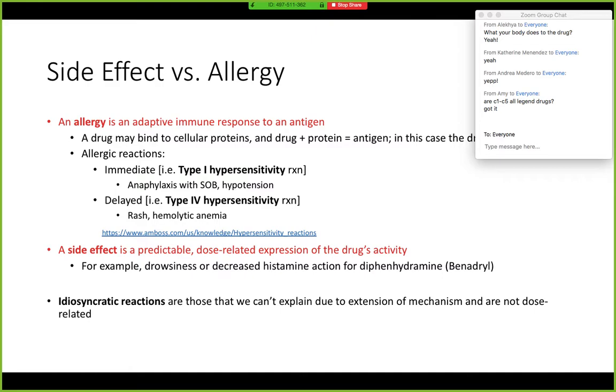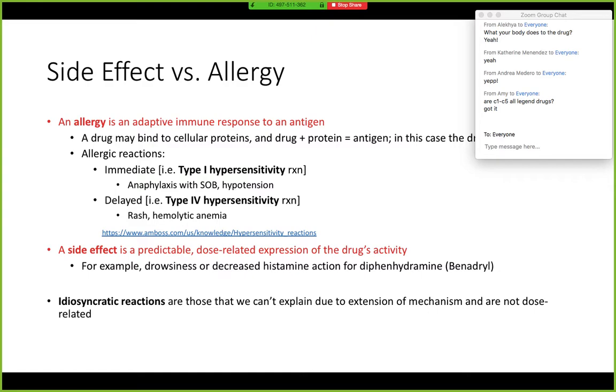So next, you need to understand the difference between a side effect and an allergy. So an allergy is an adaptive immune response to an antigen, while a side effect is a predictable dose-related expression of the drug's activity. So basically think of an allergy as an immune response and a side effect as just a predictable response to what the drug is doing.